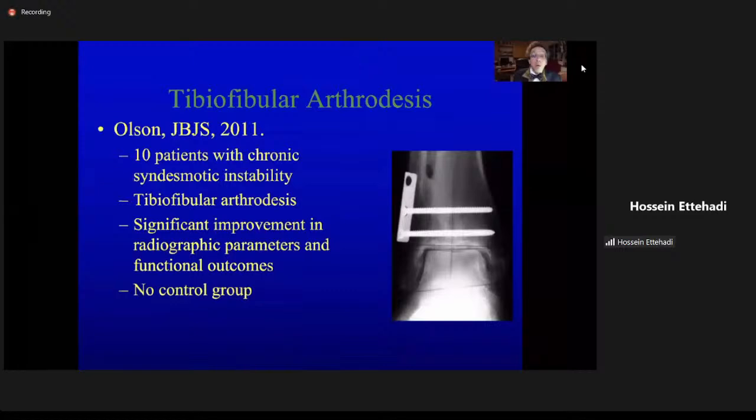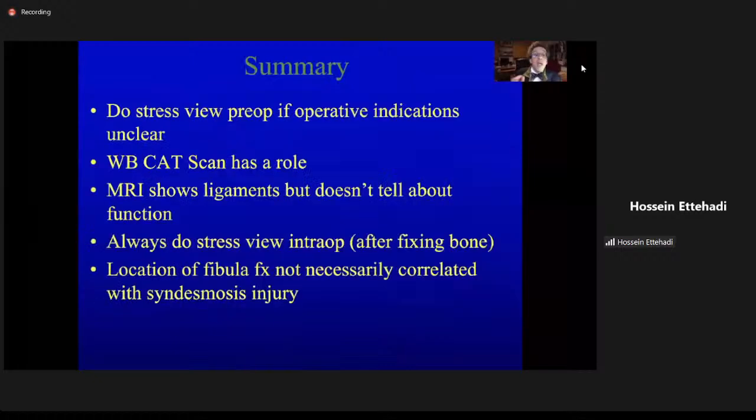I do not like tibiofibular arthrodesis. I find my patients are uncomfortable. So in summary, do stress views pre-op if operative indications are unclear. A weight-bearing CAT scan has a role. MRI shows ligaments but doesn't tell us about function. Always do a stress view intraoperatively after fixing the bone.